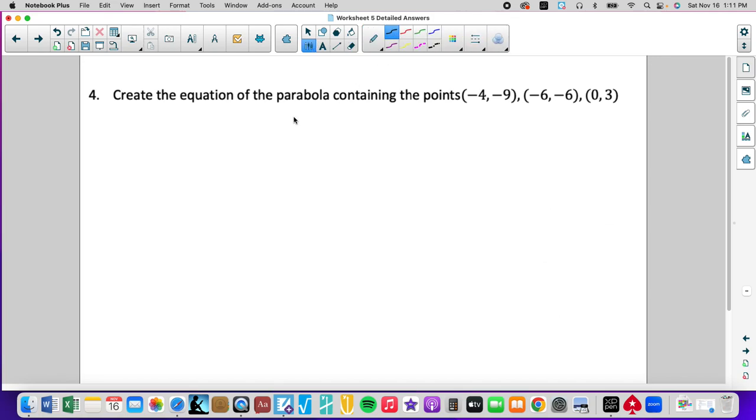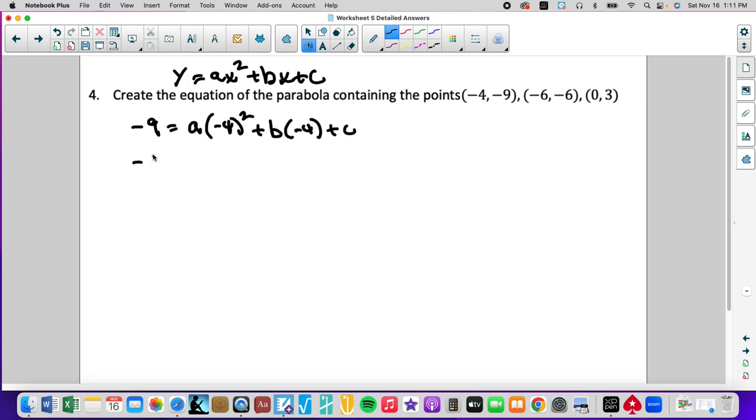So equation 1, we'll write in black. The equation is y equals ax squared plus bx plus c. That's a quadratic equation. So my y is -9 equals a times -4 squared plus b times -4 plus c. So that's -9 equals 16a minus 4b plus c.